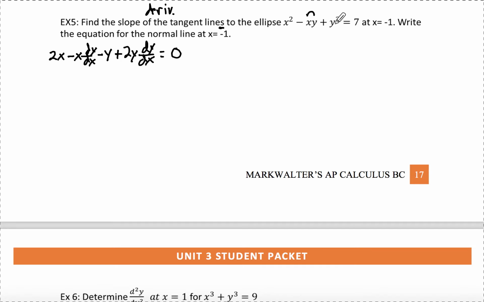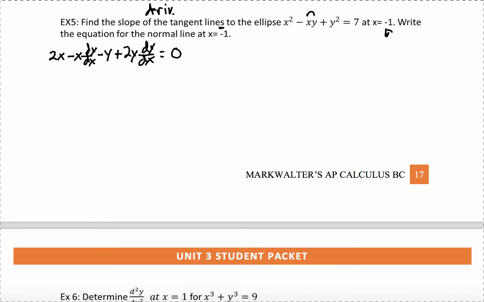Again, 2y dy/dx came from the derivative of y squared, and then the derivative of 7 is 0. Okay, so I've done that. Now here's where things are interesting. In the end, I want to find the derivative, or the slope of tangent lines. Now if I solve this, notice I'll have x's and y's on my right-hand side. All I have here is an x value.